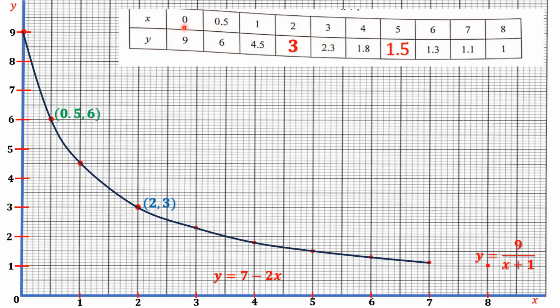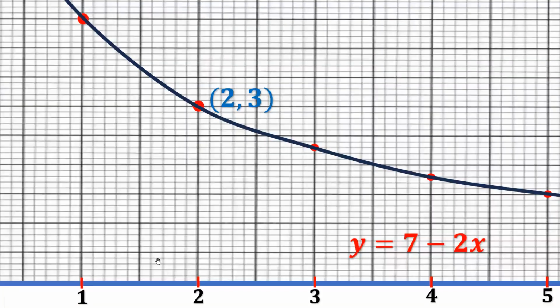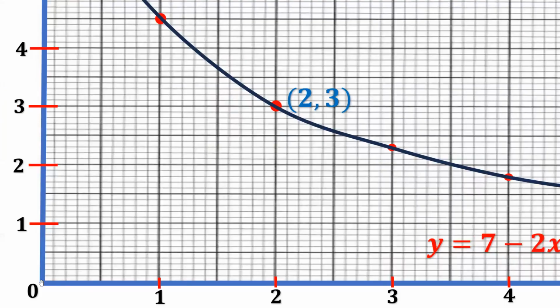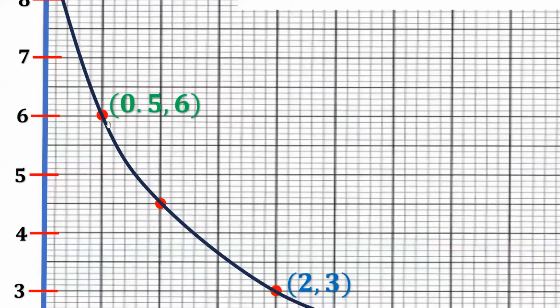So the first point we're plotting is 0, 9. So 0, 9 is we have 0 here on the x-axis, and we have a 9 here. So that's 0, 9. Then we have the point 0.5, 6. Now 0.5, if this is 0 and this is 1, let's zoom in. We want 0.5. There's going to be 0.1, 0.2, 0.3, 0.4, 0.5. And so that's why we have here 0.5, 6.